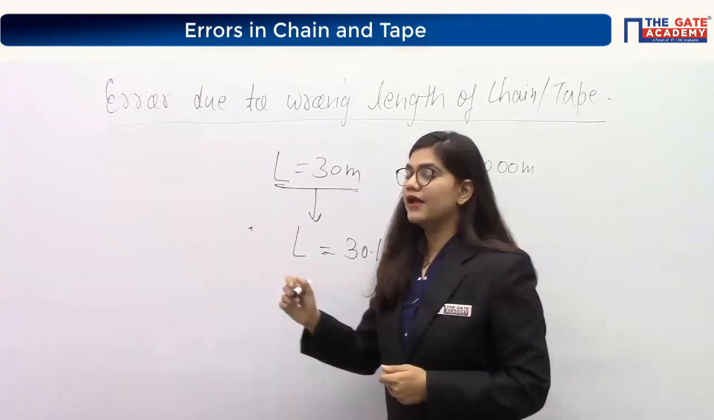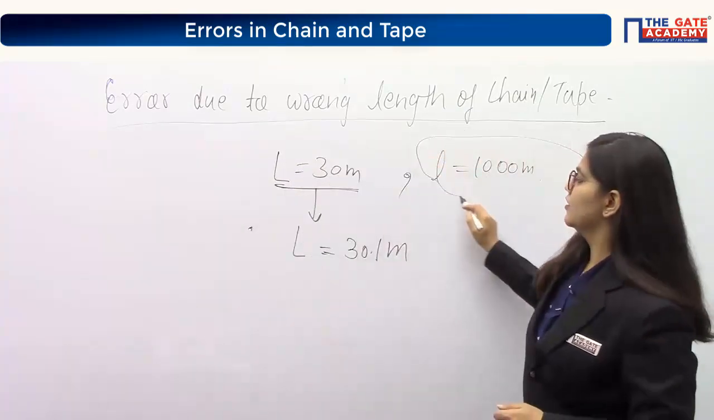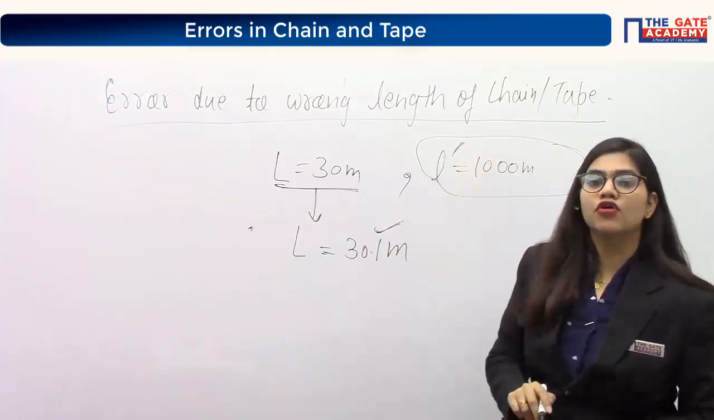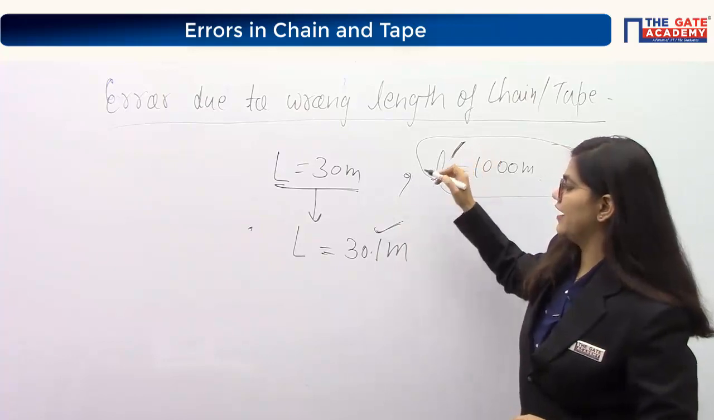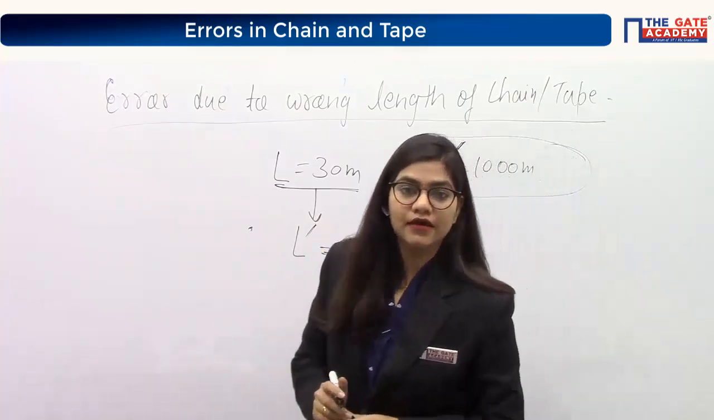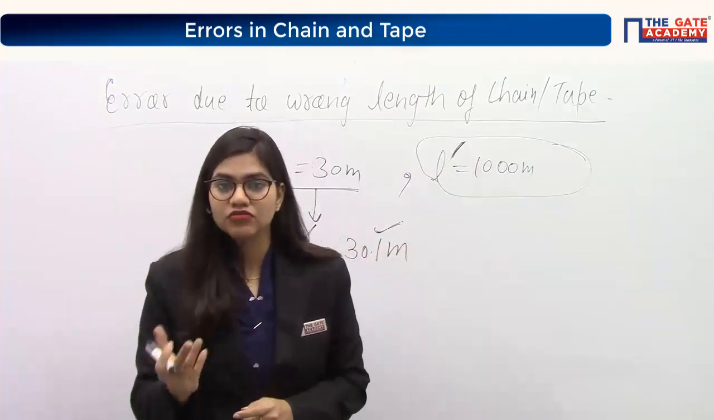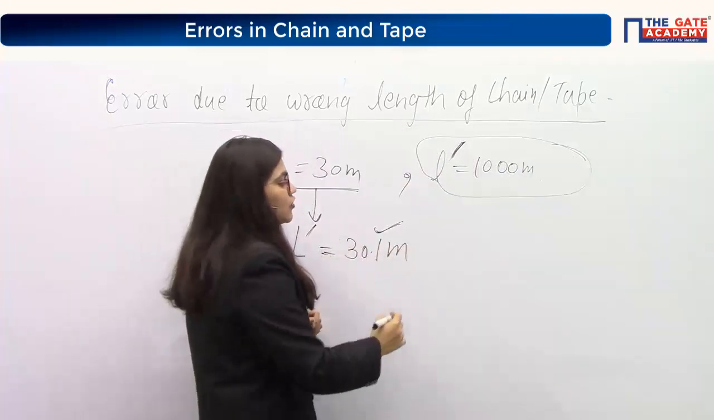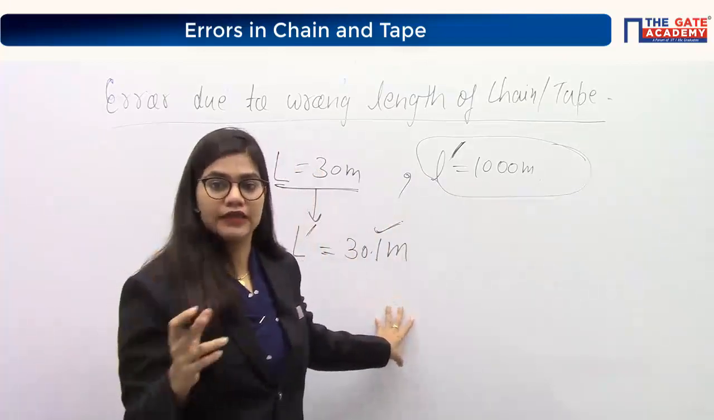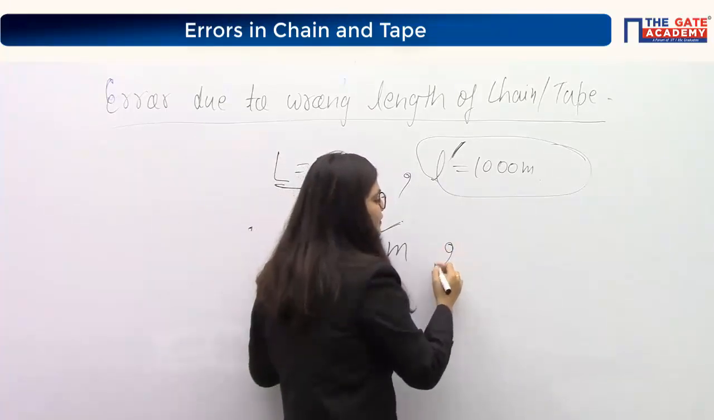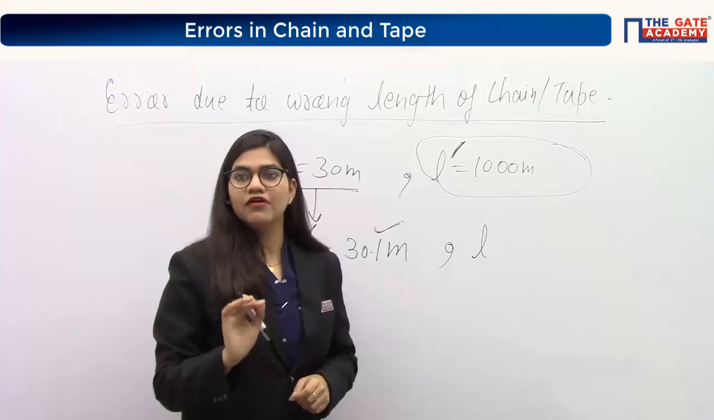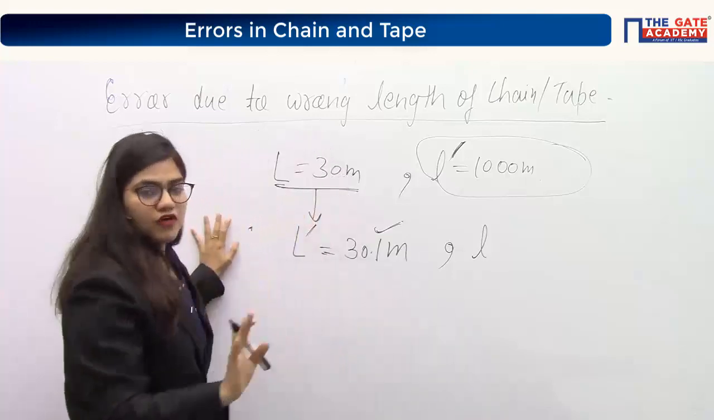So the measurement that I have done using 30.1 is wrong, so I represent it as dash. And this is also wrong because this is not standard. Now you want the actual length of the tape, the actual measurement of the area. So you will represent it as capital L. So just remember one thing, no formula, nothing.